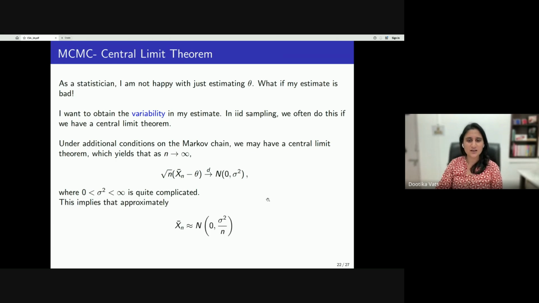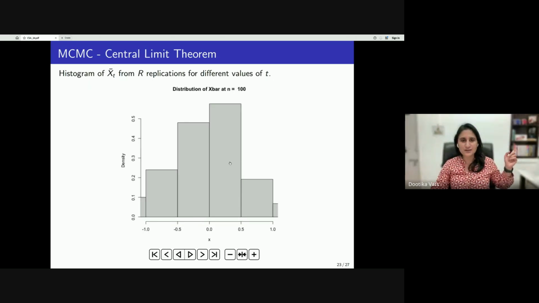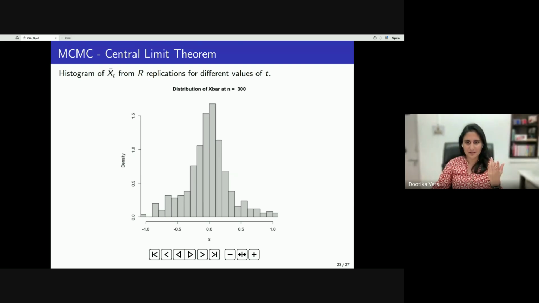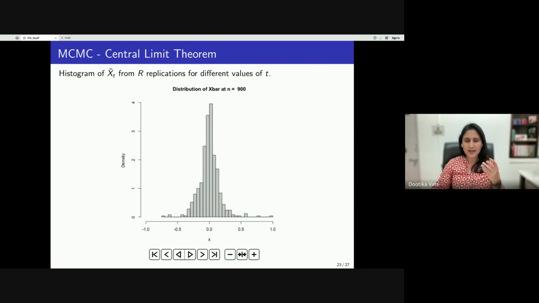So can I visualize a CLT? Well, I know that this implies that X bar n approximately follows a normal distribution with mean 0 and variance sigma squared by n. So for each of those 20 Markov chains that I had before, I'm going to plot a histogram of X bar n at different values of n. So this is at n equals 100. So that's not very large. This is at n equals 200, a little better. And I can keep going, keep increasing. And I see now it's starting to look Gaussian-like. Okay? And obviously the variance is sigma squared by n. So the variance is also now reducing.